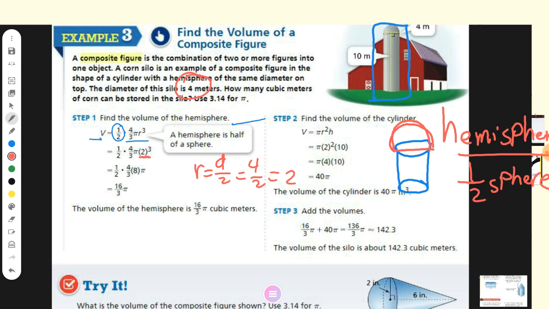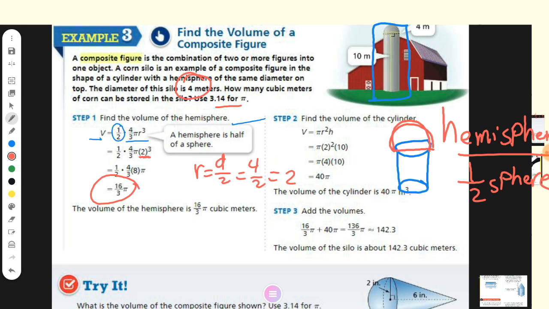And instead of pi, I'll put 3.14. By substitution, you will find 16 over 3 pi. Here in the book, he didn't write to substitute pi by 3.14. It's okay, he will leave it to the end. So you can write it in terms of pi, no problem.